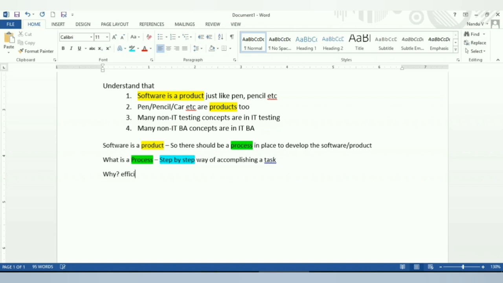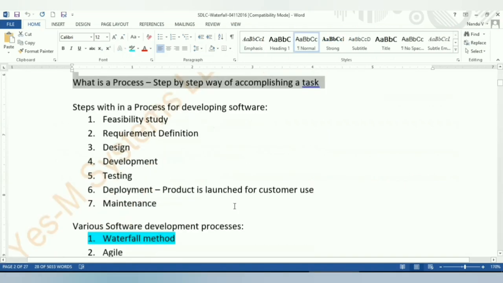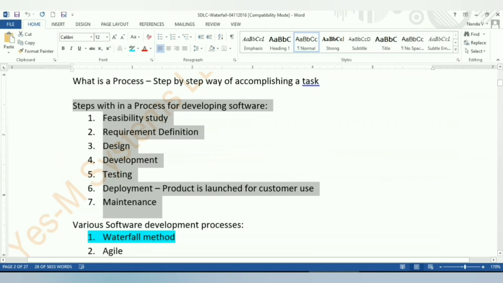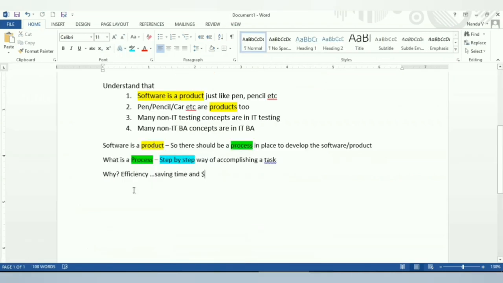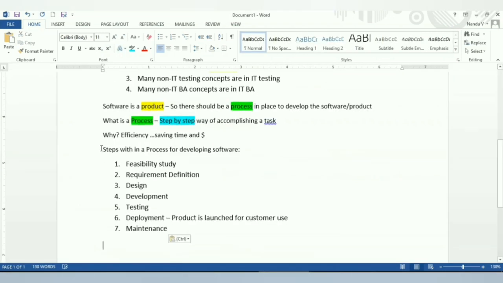Process brings in efficiency, thus saving time and money at a minimum. So a process is a step-by-step way of completing a task. What are the different steps in software development lifecycle? Couple of things we already talked about: testing and the BA's role is requirement definition and testing, right? We talked about it. What are the other steps?